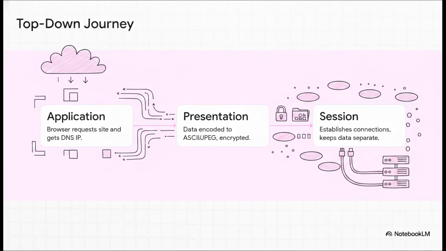Let's make this real. Imagine you just type cisco.com into your browser. Your data starts at the very top, at the application layer, where your browser queries a DNS server, basically the internet's phone book, to find an IP address. Then it drops to the presentation layer. Here, data gets encoded into ASCII text or JPEGs, encrypted for secure HTTPS, and compressed. Next, it hits the session layer, which opens dedicated connections just to make sure the data for this specific web request doesn't somehow bleed into your other open browser tabs. All of this organizing happens before the data gets anywhere near the actual hardware.